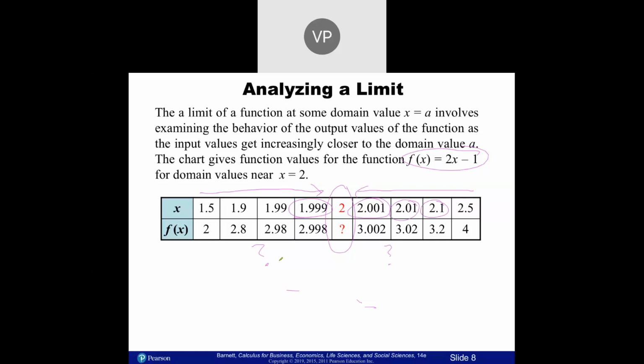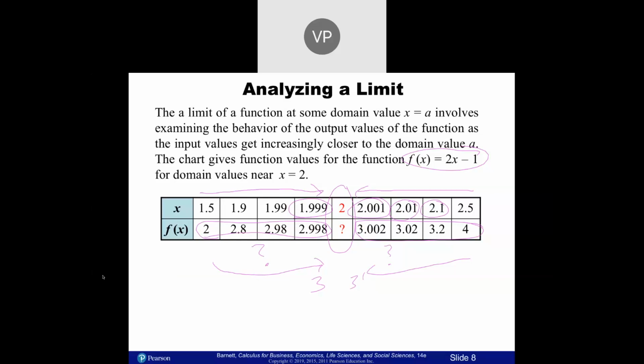So then when you plug in all these, you get all these y values, and your idea is to try to figure out a pattern. From the left side, it looks like it's approaching the number 3. And from the right side, it also looks like it's approaching the number 3. As long as these are the same number, that's one of the keys to limits, then you'll know that the limit is going to be 3.